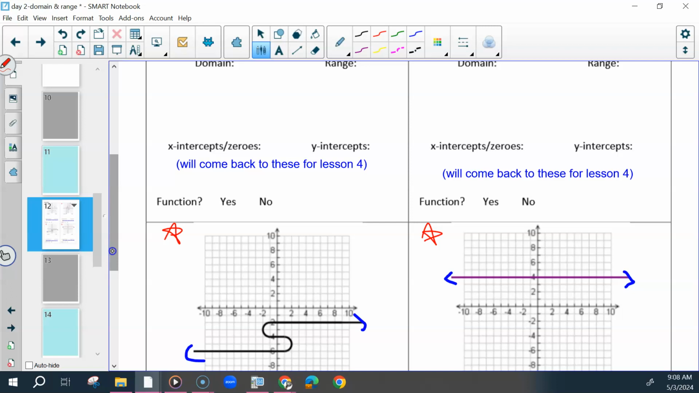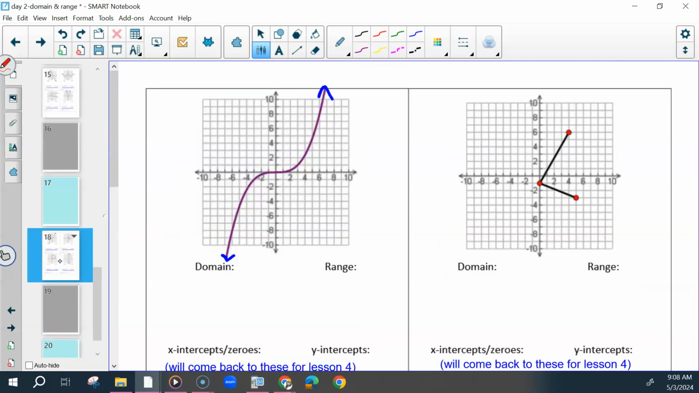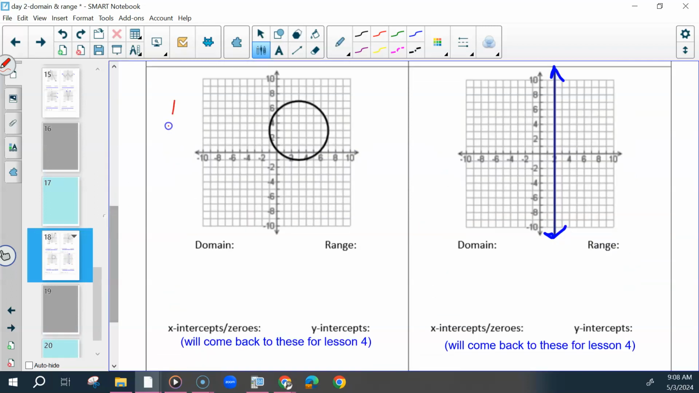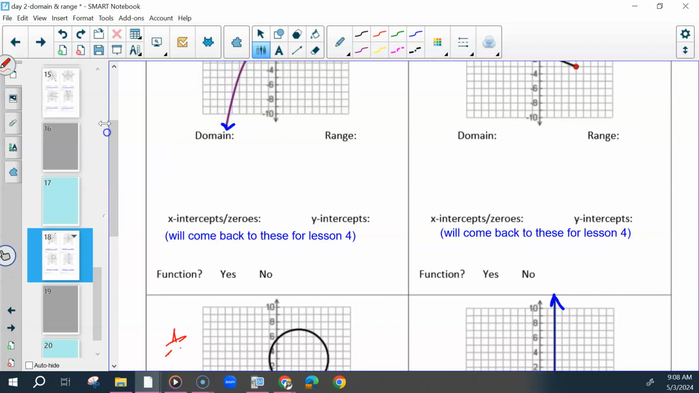The circle one. Okay. Can you do that one too? Do that one more time. Can you do the first one on that page? The first one, this one.